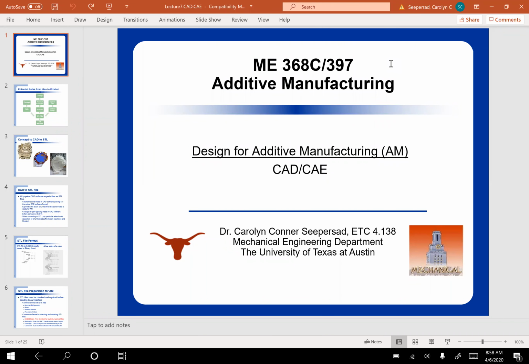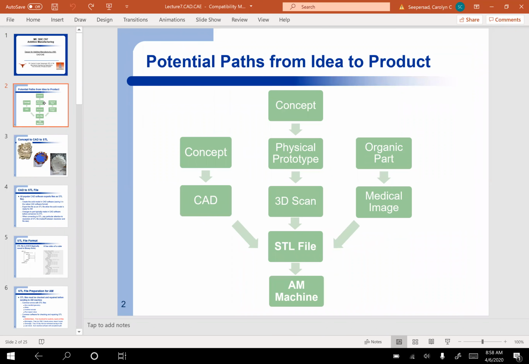Today we're going to continue along our theme of design for additive manufacturing and start talking a little bit about CAD and computer aided engineering for additive manufacturing. All right, mostly today I want to talk a little bit about STL files, what they look like, how they're created, what can go wrong with them, and also what types of new file formats there are for STL. So we'll become a little bit more familiar with that.